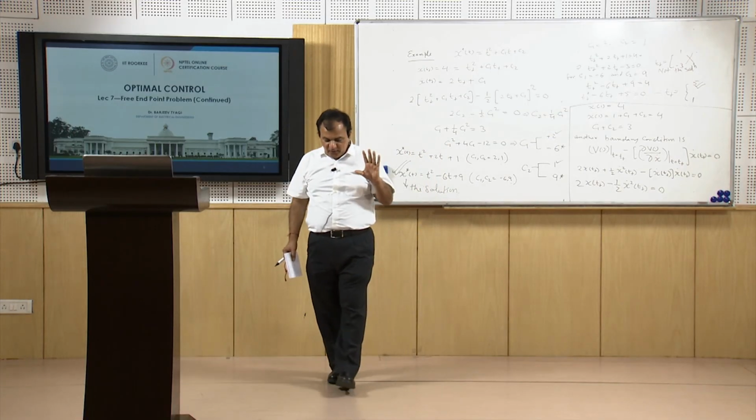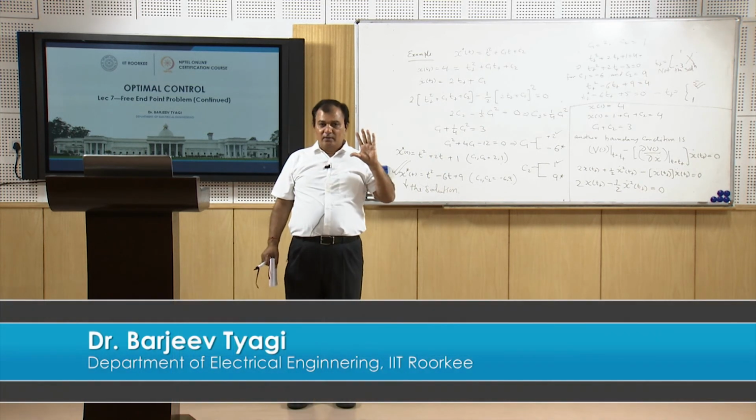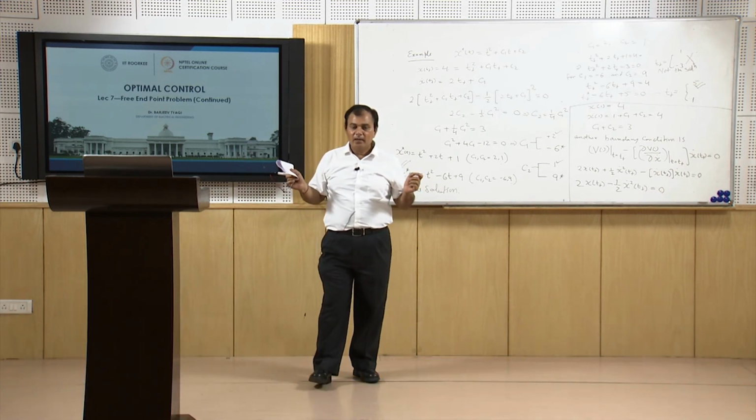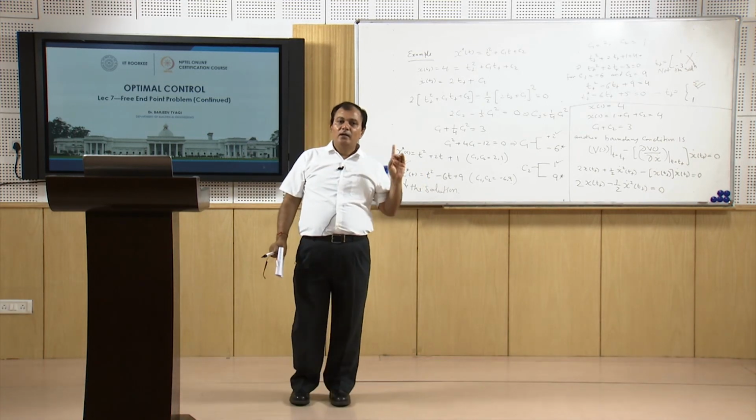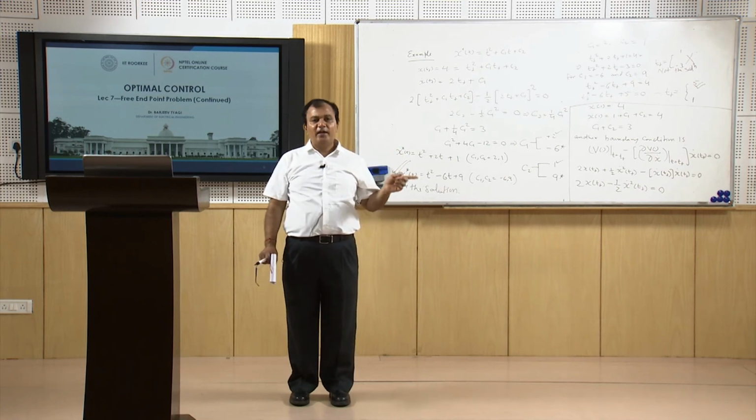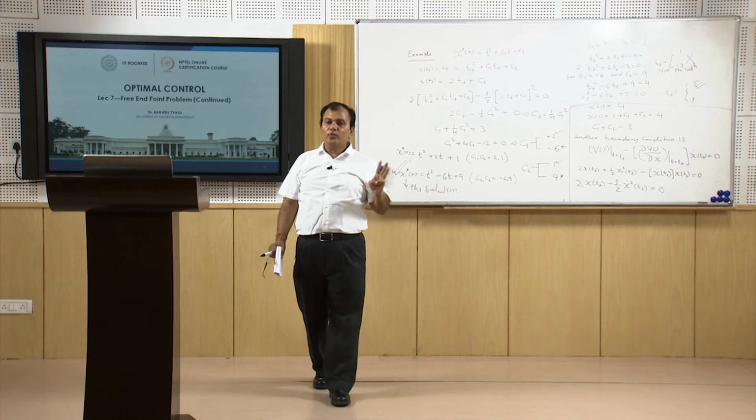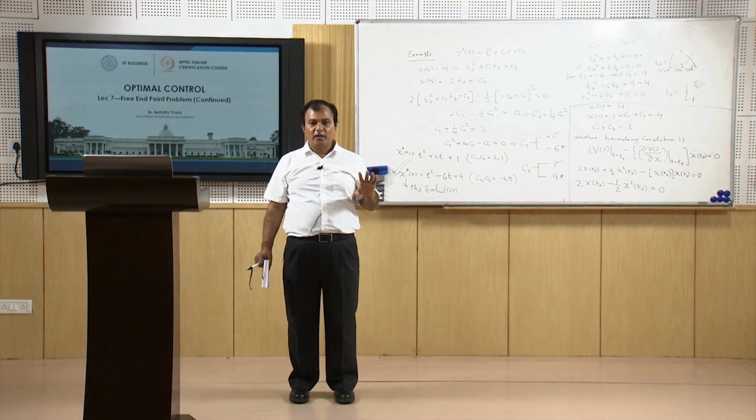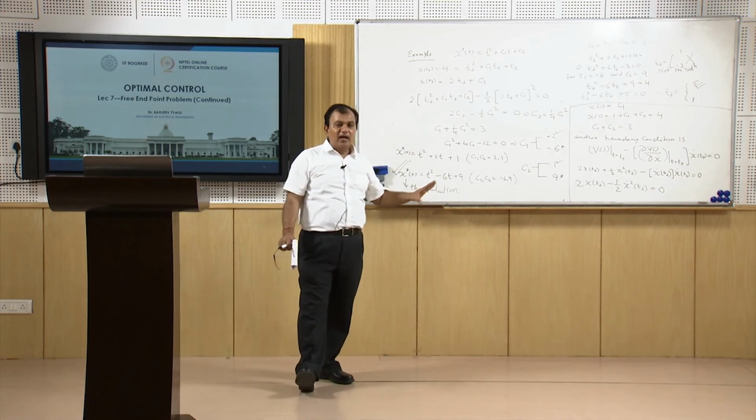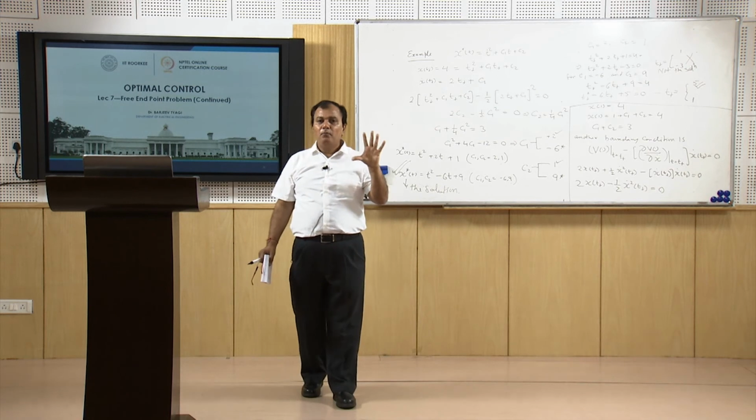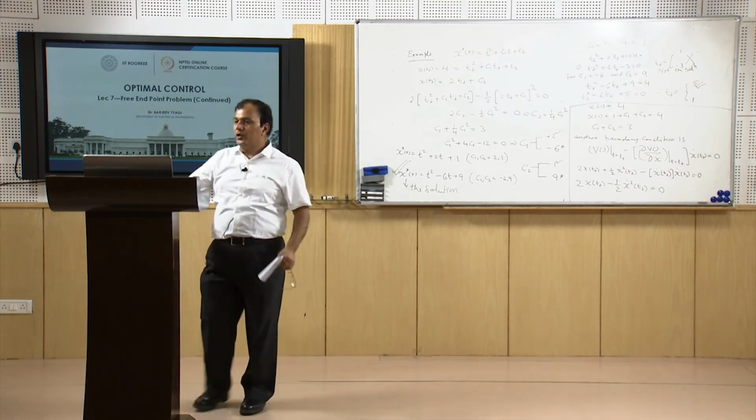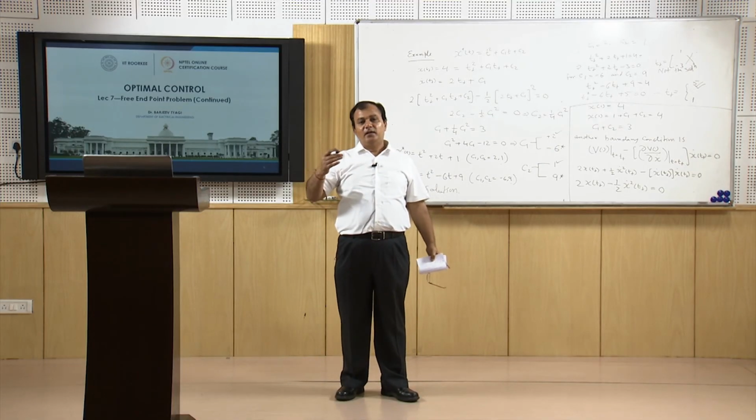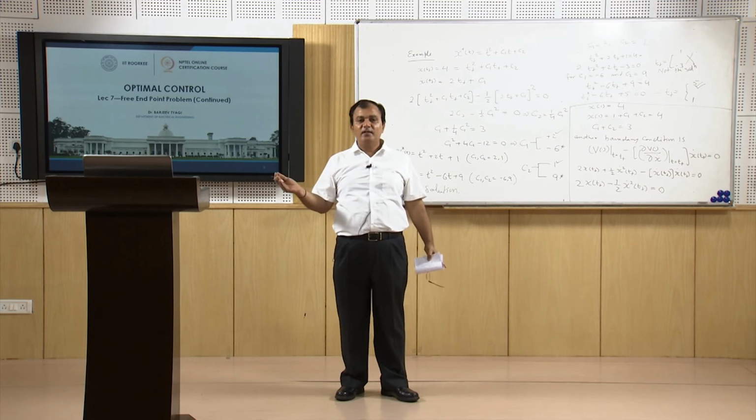In today's lecture we have taken three cases of the fixed endpoint problem. The second case was where TF was fixed and XTF was free, and the third case was where XTF was fixed and TF was free. In the next class we will discuss when both are free, then these two equations will exist and different cases arise in that particular case, which we will discuss in the next class.